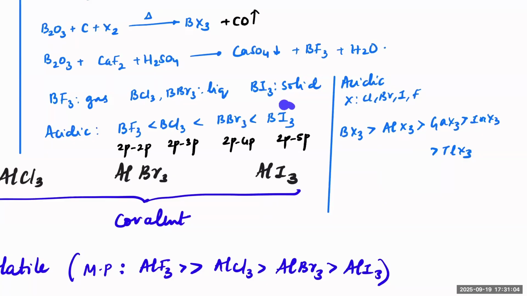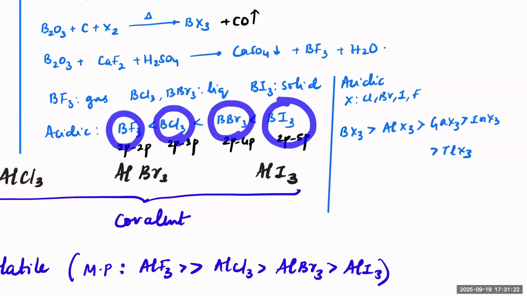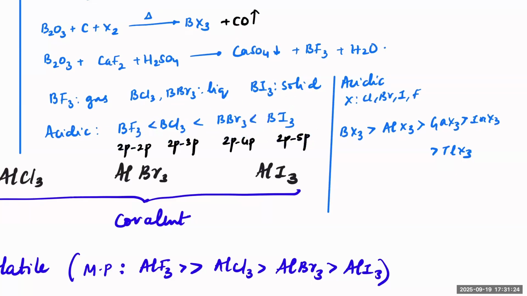Out of these, here the bonding is weaker, right? Because it is 2p-5p. Which means, because the back bonding is weaker, the boron still has a high ability to accept a pair of electrons from outside. Hence, BI3 is a stronger acid compared to BBr3, BCl3, and BF3. So you could imagine that stronger back bonding means weaker acidic strength. Are they clear?